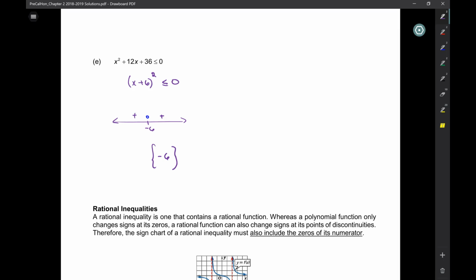Squared. That's a 2. Oh, I'm sorry. All right. So at x equals negative 6. Now, here are some ways you can write this. You can say negative 6 in set notation. You could say x equals negative 6 like this. We don't do this, though. Not that. I've seen that before. Not that. Okay?